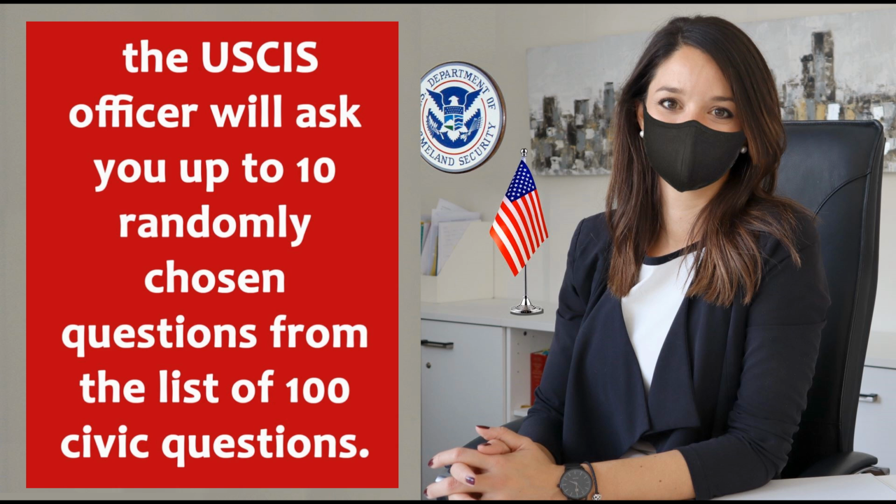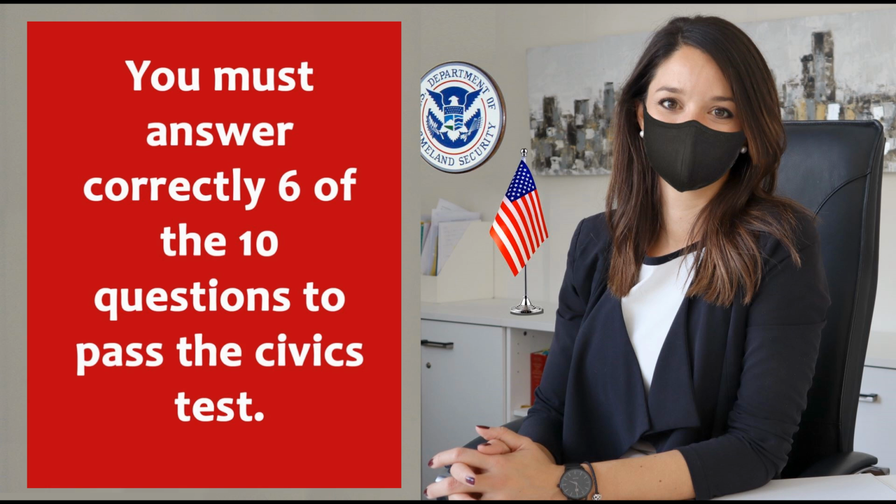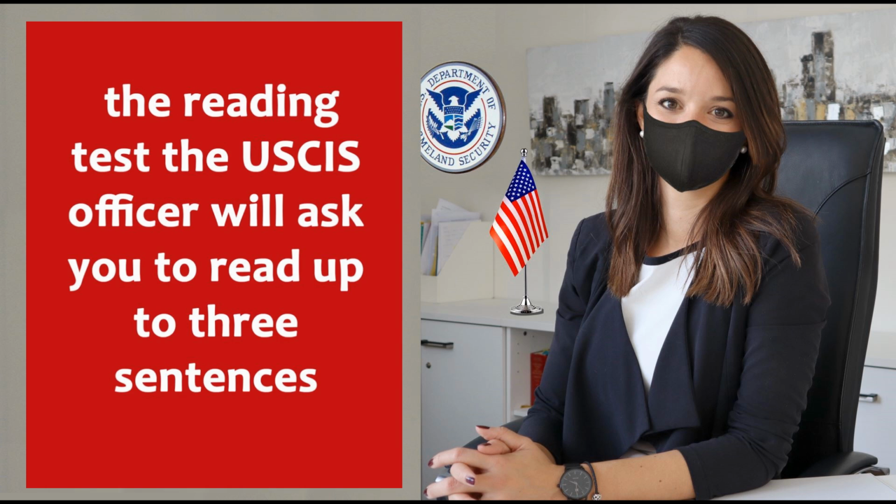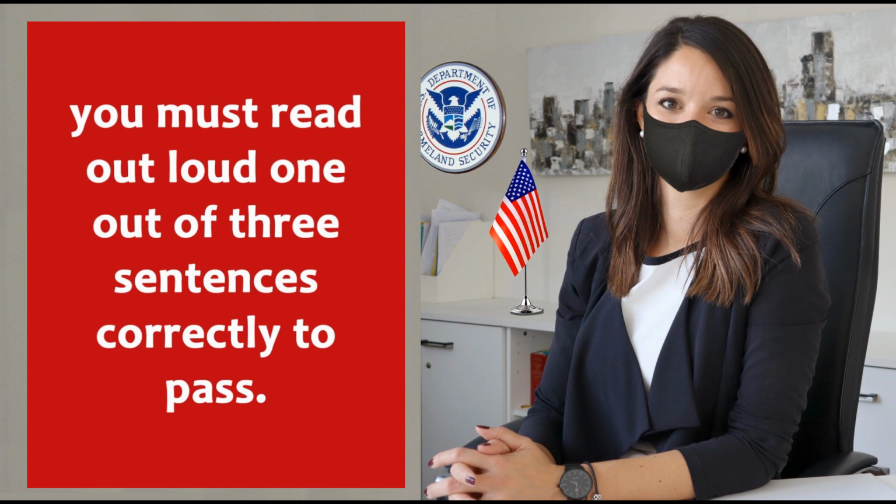Remember, the USCIS officer will ask you up to 10 randomly chosen questions from the list of 100 civic questions. You must answer correctly 6 of the 10 questions to pass the civics test. And for the reading test, the USCIS officer will ask you to read up to 3 sentences. And you must read out loud 1 out of 3 sentences correctly to pass.